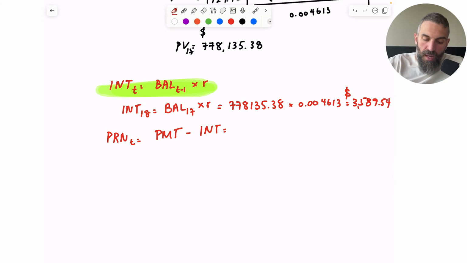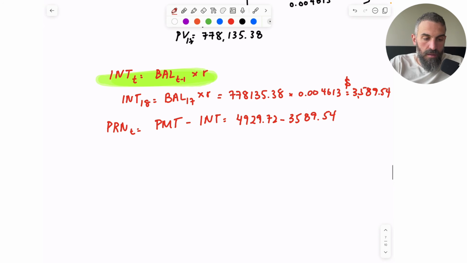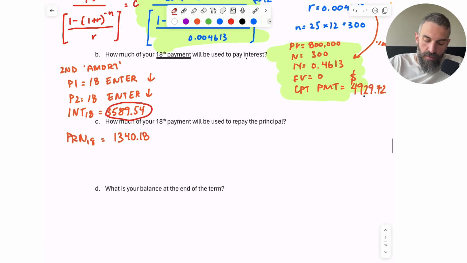So if our payment is $4929.72 and your interest portion is $3589.54, then the principal portion is $1340.18. That is the principal portion of the 18th payment, which, if you look, was pretty much the same thing here.